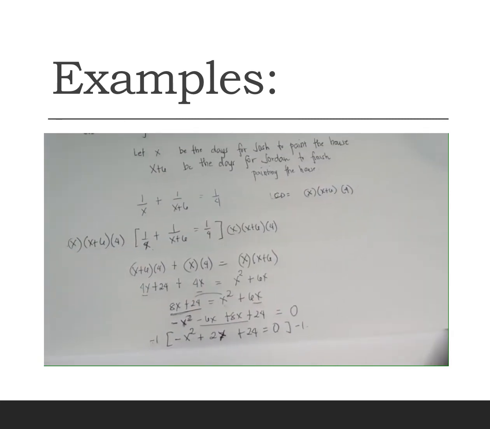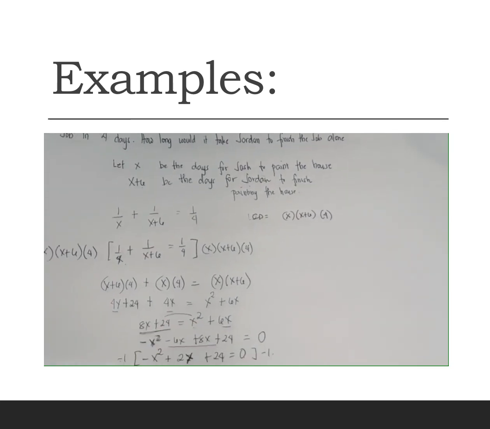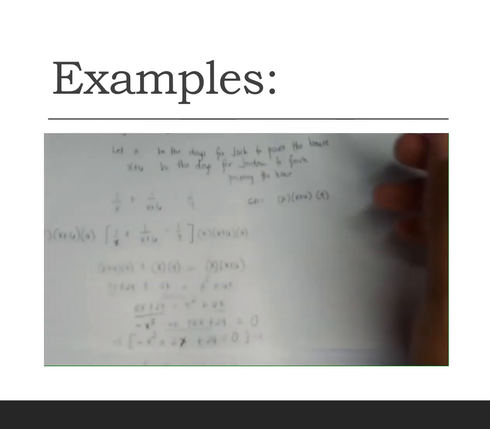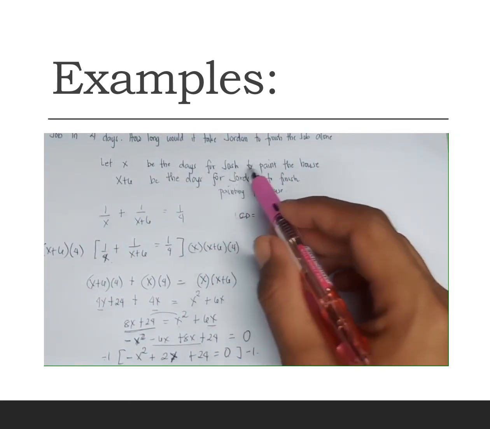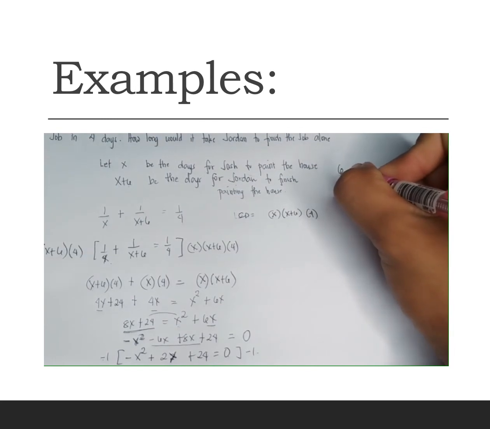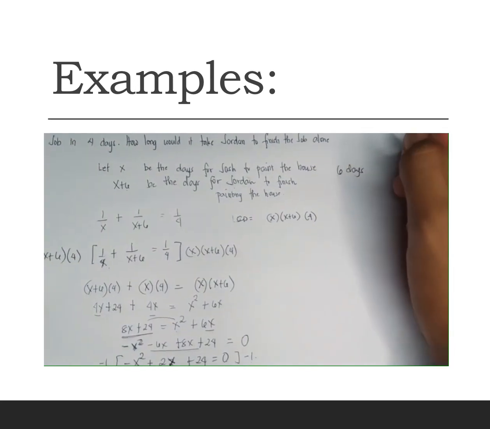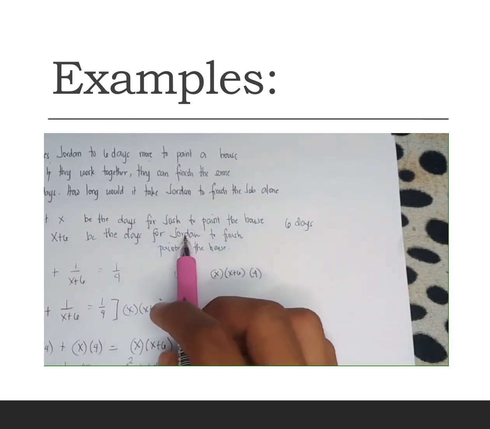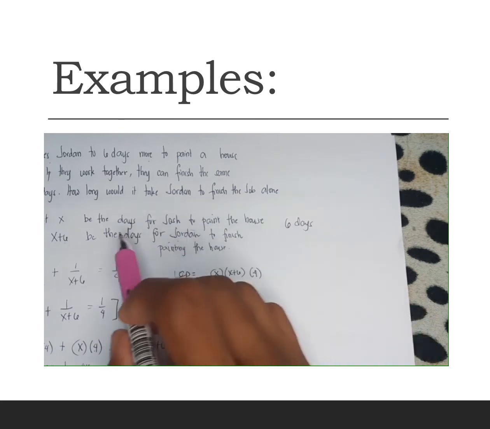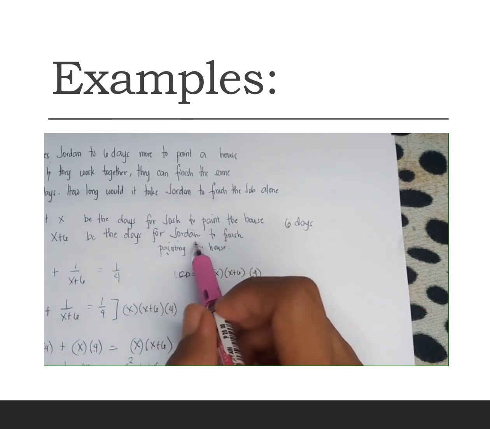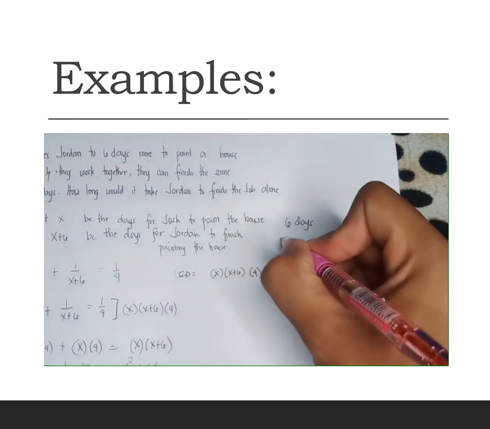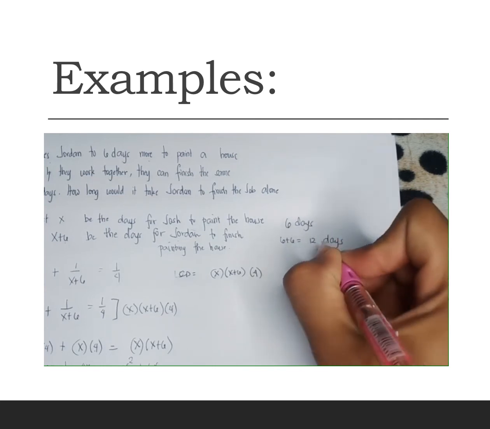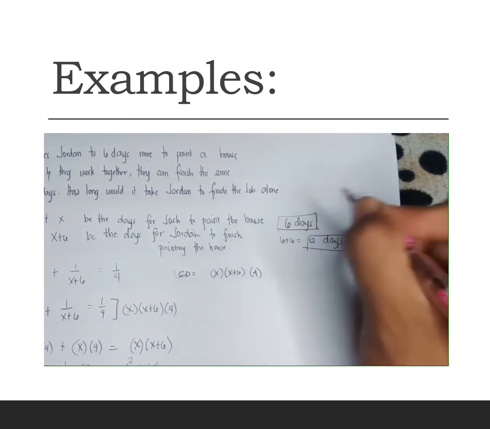So going back to our representation, if x is equal to 6, so the days for Justin to paint the house will be 6 days. Okay? Can you follow? So the days for Justin to paint the house is 6 days, and for the days for Jordan to finish painting the house would be 6 plus 6 is equal to 12 days. These are now our solution.